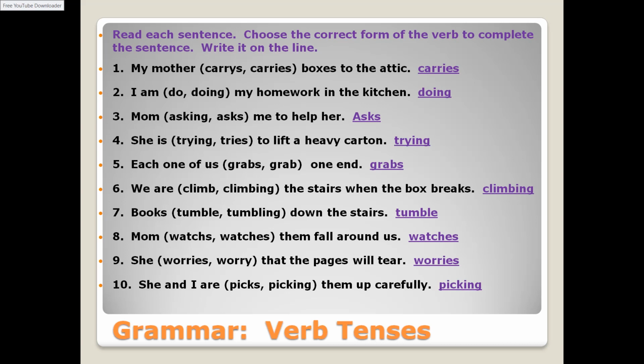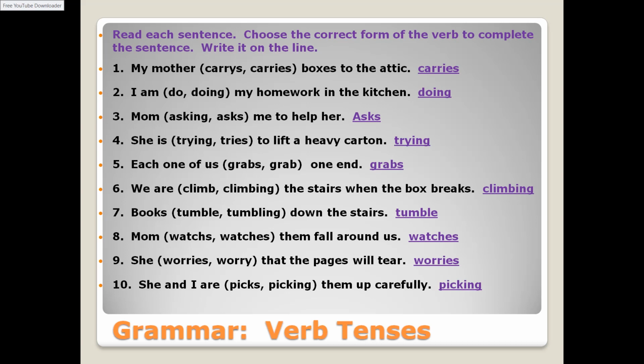We have a verb be outside the parentheses. So verb be is accompanied by a present participle. So doing, the ing form, is a present participle. So we need to select the present participle to make it the present progressive tense. So I am doing. Here, mom, we don't have a verb be. So it means we need to just choose the present tense. So my mom asks me to help her. We know for the verb ask, we just need to add s. So it becomes asks.